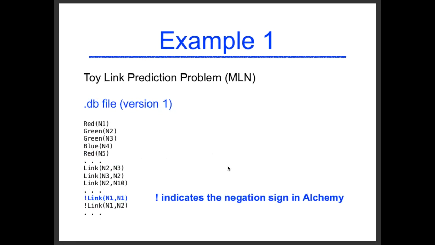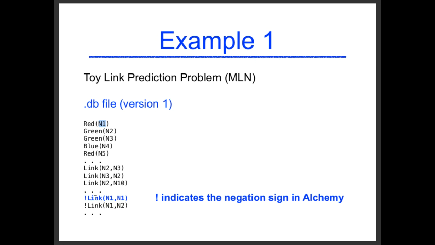How is the DB file built? You have ground predicates with constants. Uppercase, remember, in Markov logic denotes constants, so you may know that node N1 is red, node N2 is green, N3 is green, N4 is blue, and so on. And you know that N2 is linked to N3, N3 is linked to N2. These are true facts.